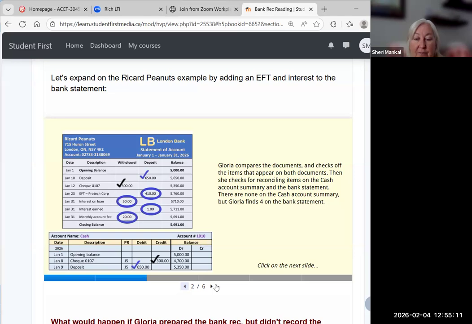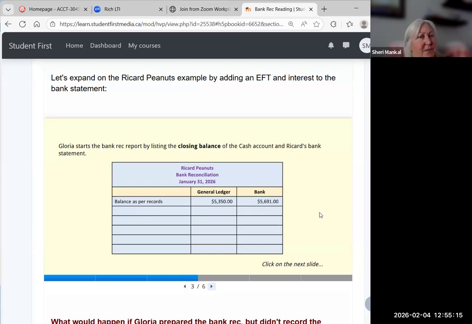All right, so here we go. We're going to go over to the next one. The bank reconciliation statement is a working paper, but we're going to set it up the same with the header and the 3 lines that we always use: name of the company, name of the document, and the date. So we're doing this as of January 31st, 2026.